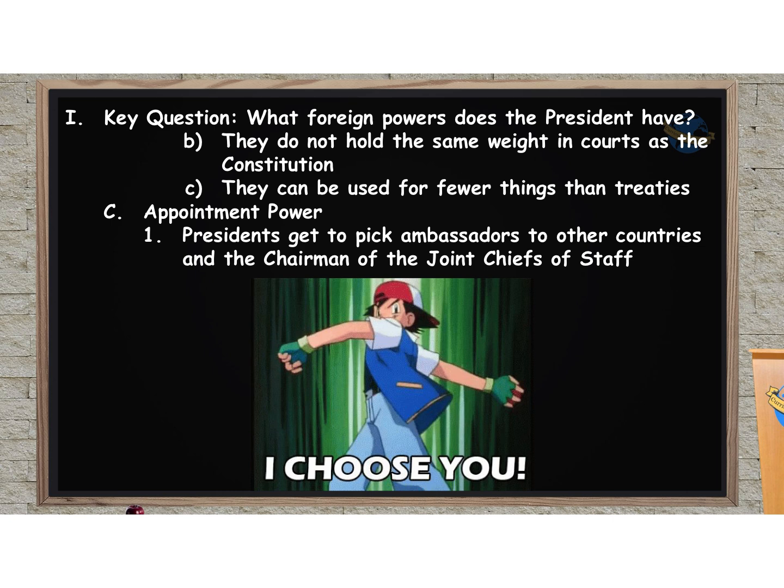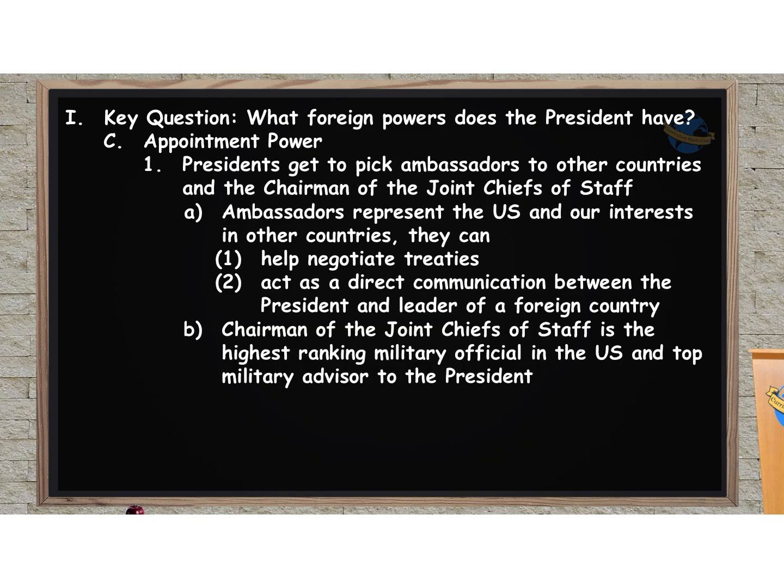One of their foreign powers is the ability to pick ambassadors to other countries and the chairman of the Joint Chiefs of Staff, that is, the top military advisors. Ambassadors represent the U.S. and our interests in other countries, so their job is to help negotiate treaties and act as direct communication between the president and the leader of a foreign country. The chairman of the Joint Chiefs of Staff is the highest-ranking military officer in the United States and the top military advisor to the president. So you can see these positions are key to helping the president use his foreign powers in his interactions with other countries.